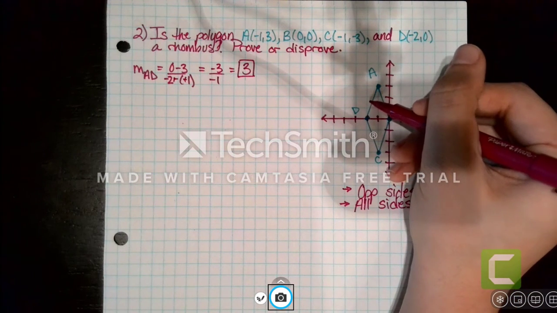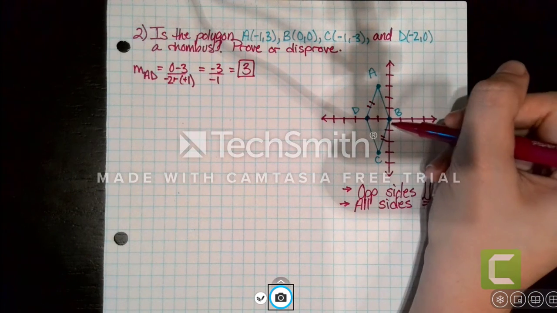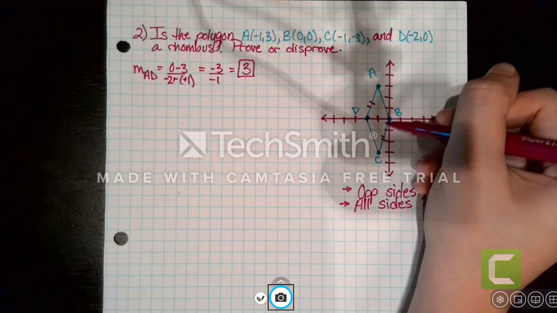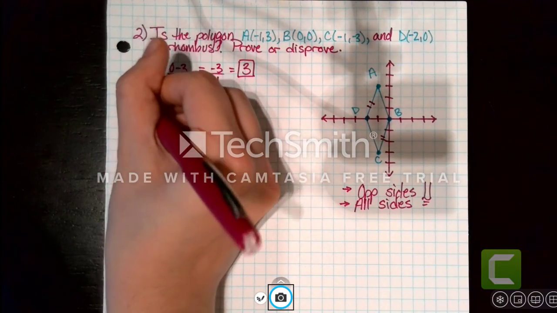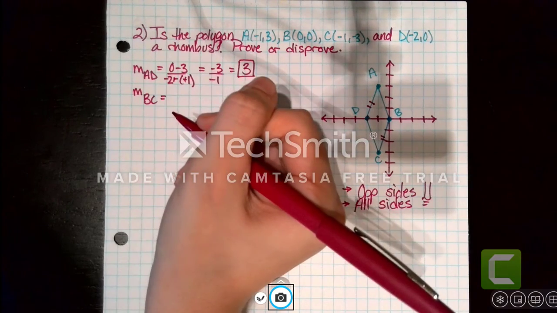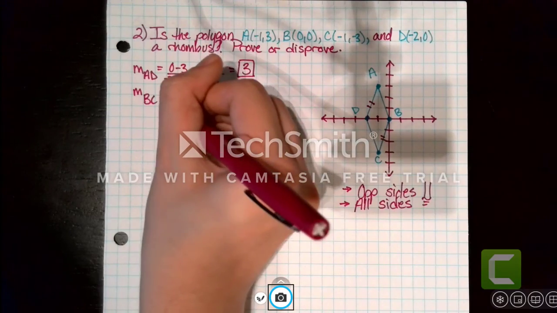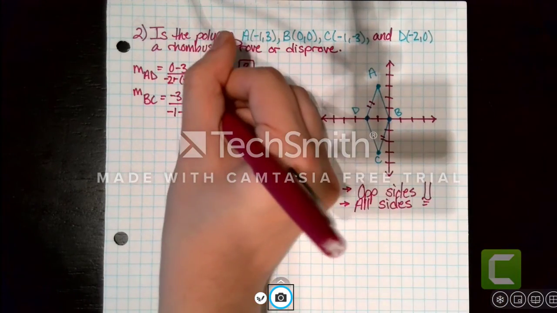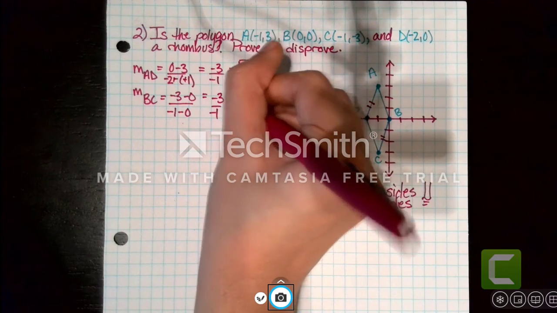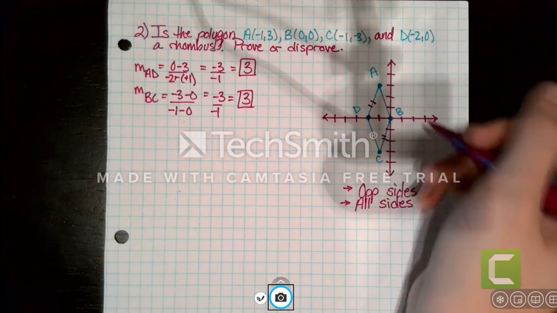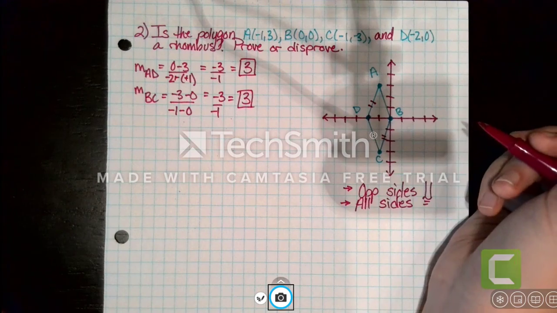Again, we're trying to prove that AD is parallel to BC. So let's go ahead and find the slope here to prove that. MBC is equal to -3 minus 0 all over -1 minus 0, which will get us -3 over -1 and a final slope with a value of 3. So I can say for certain that AD is parallel to BC.